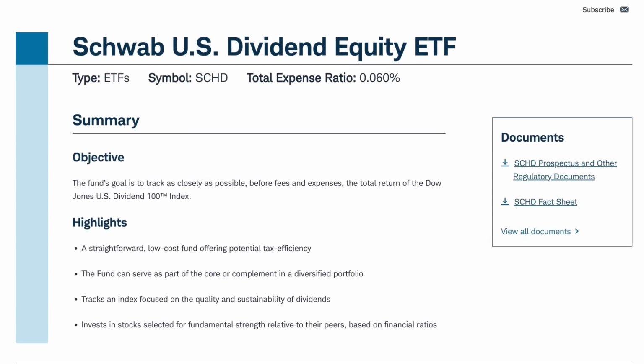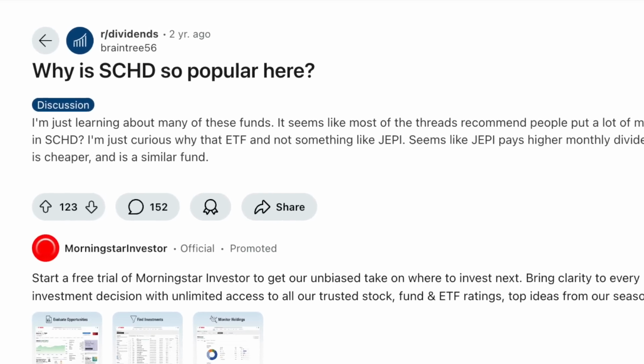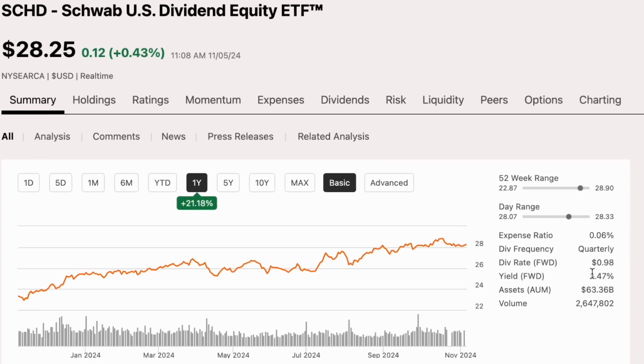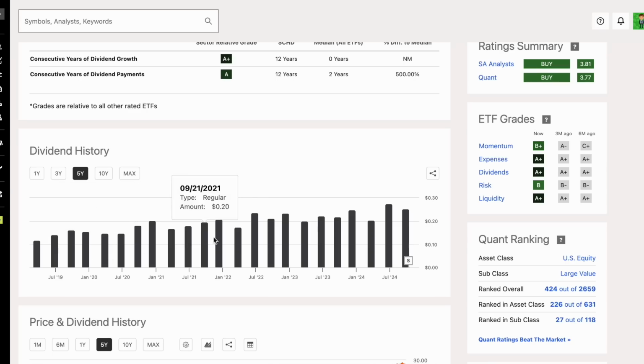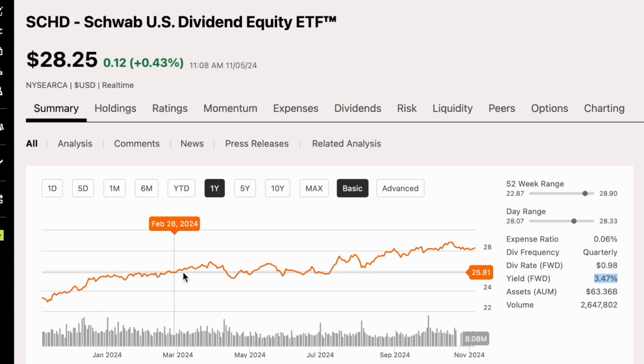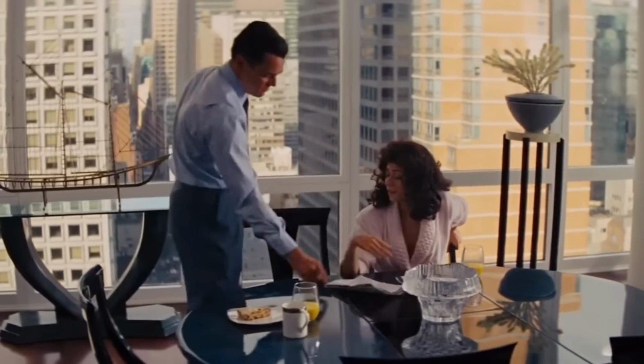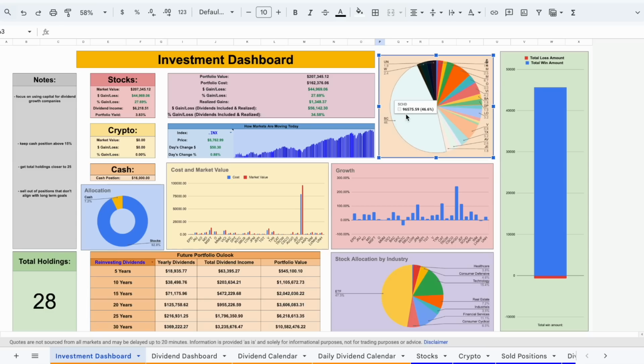SCHD, the Schwab US Dividend Equity ETF, is one of the most popular dividend ETFs out there. It has a higher than normal dividend yield, a phenomenal history of dividend growth, and solid share price appreciation. And in fact, this is actually the largest position in my personal portfolio.